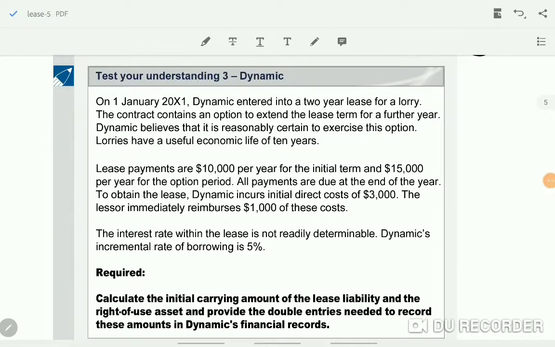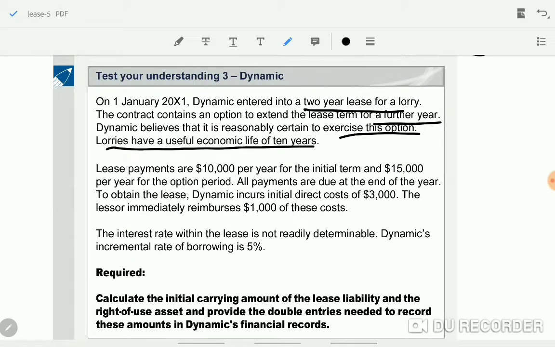Test your understanding 3. Dynamic. On January 1, Dynamic entered into a 2-year lease for a lorry. So it's a 2-year lease. The contract contains an option to extend the lease term for a further year. Dynamic believes that it is reasonably certain to exercise this option. Lorries have a useful economic life of 10 years.